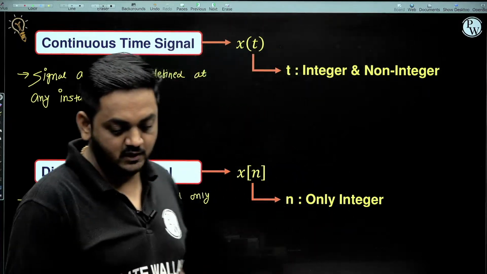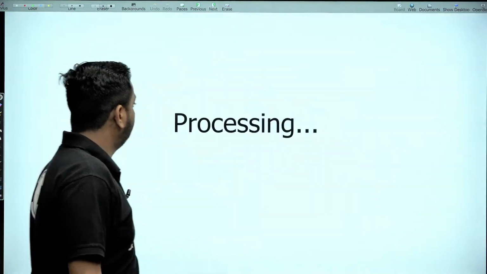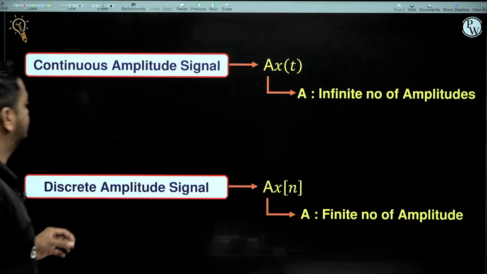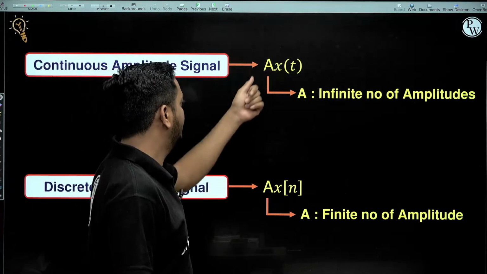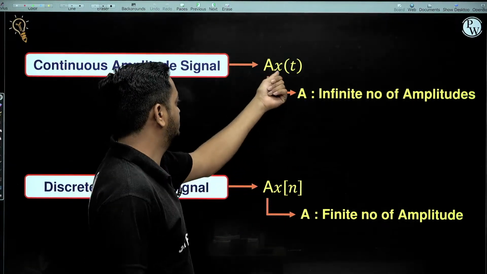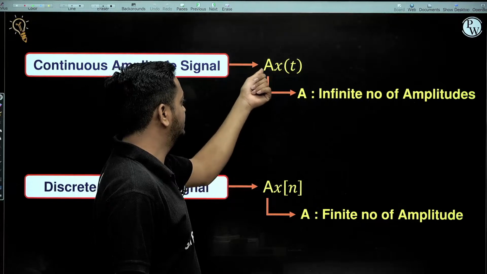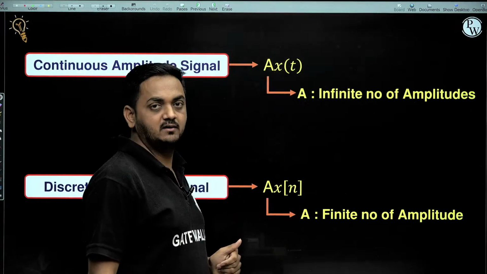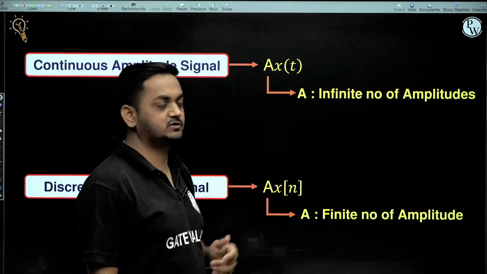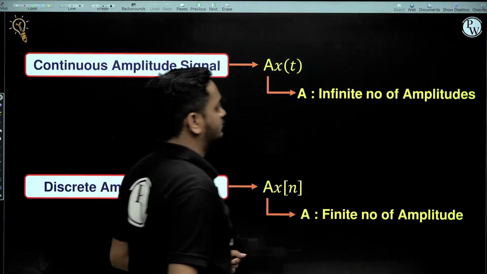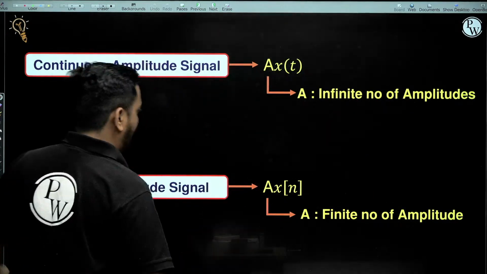Okay, so let us continue further. Now here continuous amplitude signal and discrete amplitude signal. Here A into x of t. So whatever variable is associated with x of t is nothing but A, and this A indicates the amplitude of this signal. Amplitude can be variable also. So A is nothing but what? Infinite number of amplitudes are possible.